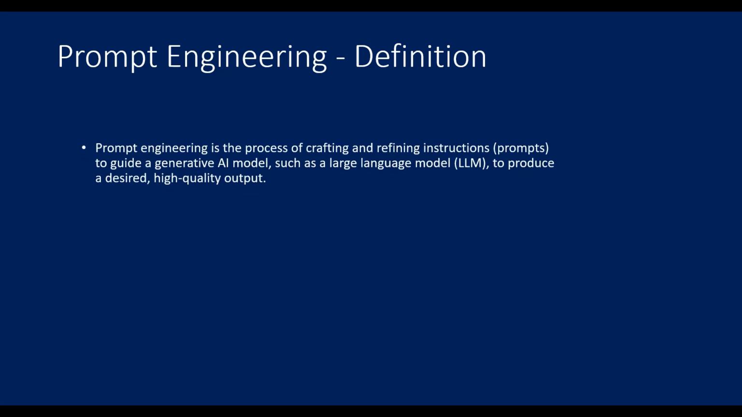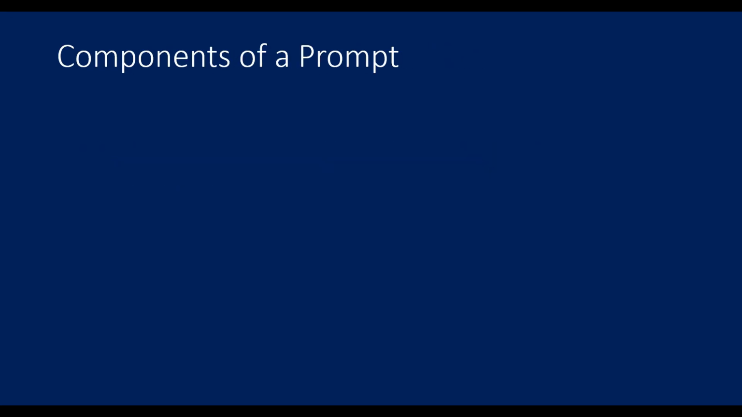So what is prompt engineering? Prompt engineering is the process of crafting and refining instructions. That means you are using a lot of LLM tools like ChatGPT, Gemini, Perplexity. While using those tools, you have to give a prompt, you have to give instruction, you have to ask questions to it, right? Now, when you ask a question, if you ask it in a proper way, that is called prompt engineering. That means you know how to ask the right question, how to ask it in a specific way so that you get the desired, high quality output.